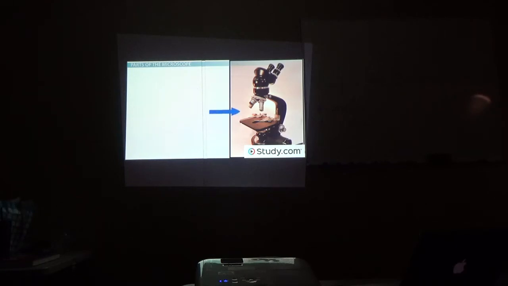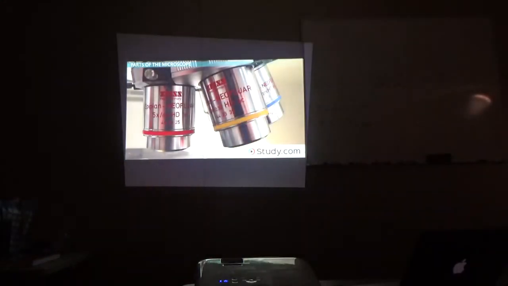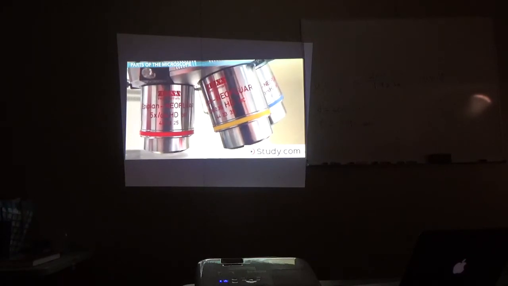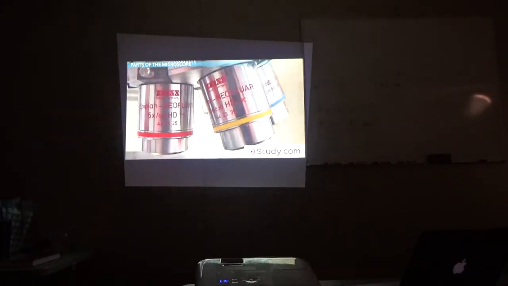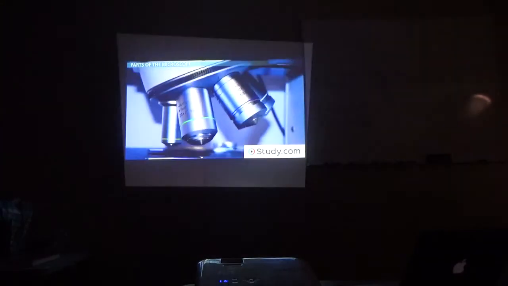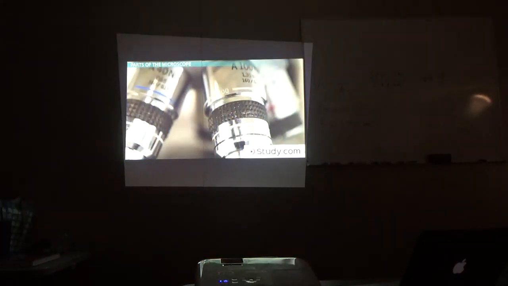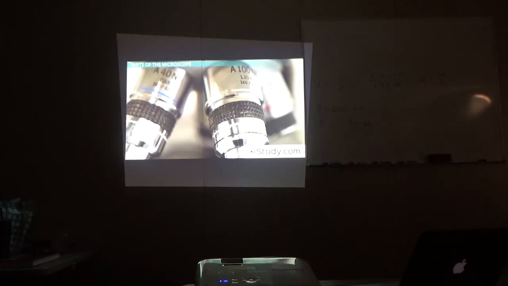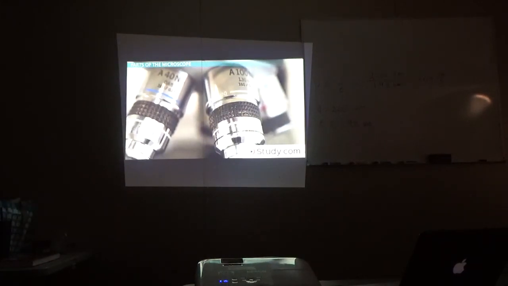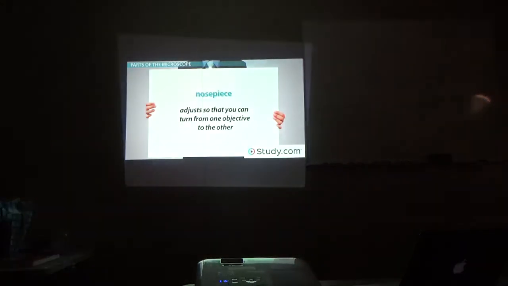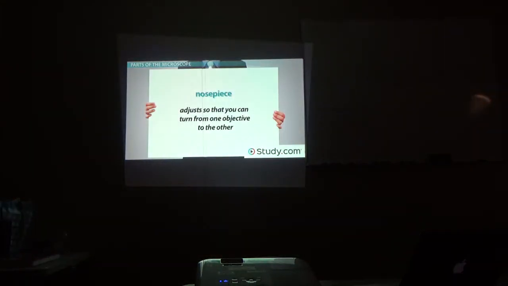As we continue to move up from the base of the microscope, we find the objective lenses, which are attached to the nose piece. The objectives are how much the image is magnified, and the number is written on the side of each objective with the number and the letter X. For example, if you see 10x on the side of an objective, this means that the object is magnified 10 times. Most compound microscopes have 3 or 4 objectives, and they will most likely be 4 times, 10 times, 40 times, and 100 times. The nose piece adjusts so that you can turn from one objective to the other, depending on how much magnification you need for your specimen.